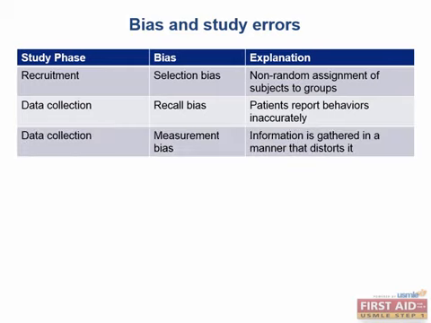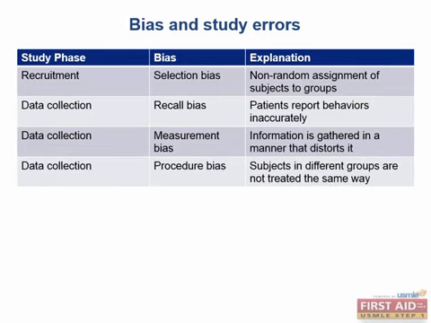Measurement bias happens when information is gathered in a way that distorts it. For example, my GPS on my phone always overestimates the distance I've run, but it keeps time perfectly. The result is that I think I'm running faster miles than I am. The only way to combat this is to standardize the method of data collection. Procedure bias occurs when subjects in different groups are not treated the same. For instance, when more attention is paid to the treatment group leading to greater compliance with treatment. How could this be avoided? Well, by blinding the researchers and doctors administering the treatment.